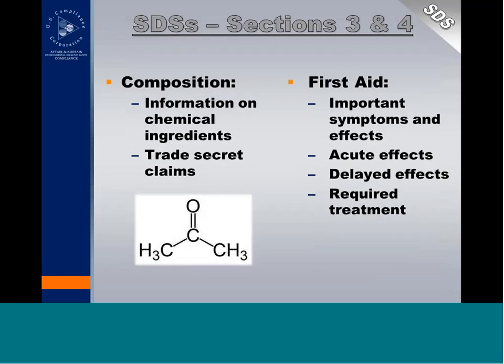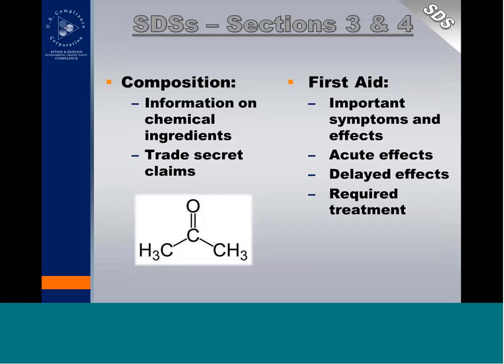Section 3, composition, information on chemical ingredients. Again, relating it back to the food information you find on a cereal box or a can of soda, it's going to list what the ingredients are. Now, also much like your can of soda or your box of cereal, you're often going to find generic items, trade secret claims, kind of like your natural flavors, natural colors. There's all types of stuff in there, but it's a trade secret. They're not just going to release that information to anyone because then their product could essentially be duplicated.